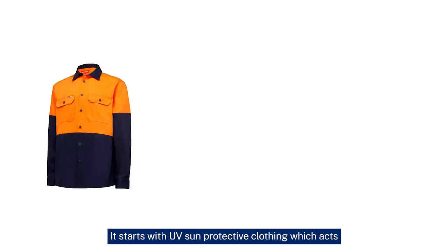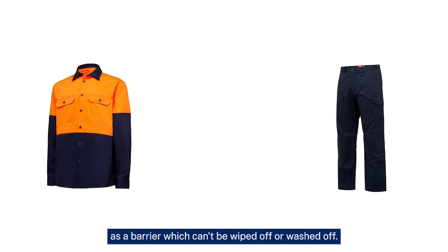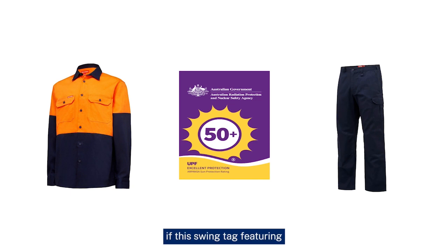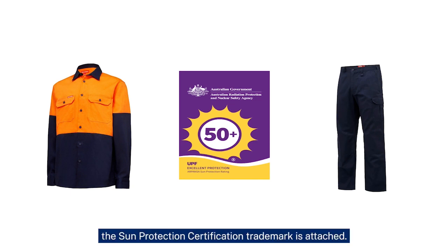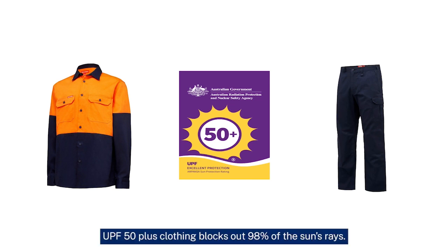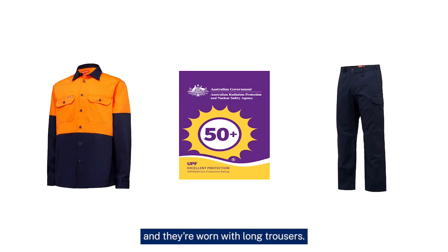It starts with UV sun protective clothing, which acts as a barrier, which can't be wiped off or washed off. Clothing items must have an ultraviolet protection factor, or UPF, of 50+, and they must comply with the Australian Government Sun Protection Rating. You'll know the clothing complies if this swing tag featuring the Sun Protection Certification trademark is attached. UPF 50+ clothing blocks out 98% of the sun's rays. The shirts are long-sleeved and have a collar, and they're worn with long trousers.